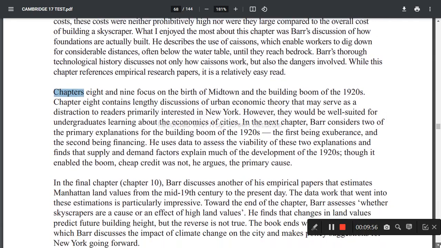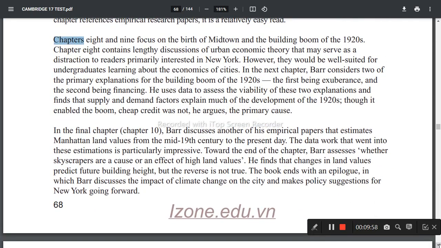Chapters 8 and 9 focus on the birth of Midtown and the building boom of the 1920s. Chapter 8 contains lengthy discussions of urban economic theory that may serve as a distraction to readers primarily interested in New York. However, they would be well suited for undergraduates learning about the economics of cities.